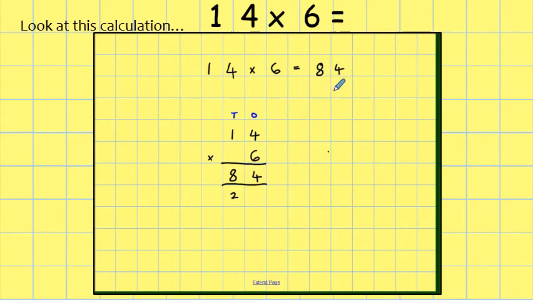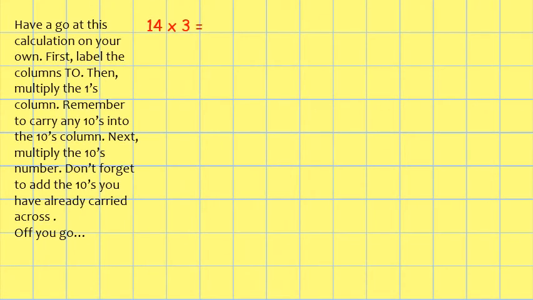Now, I am asking an awful lot of you by pushing you onto this method, but with a little bit of effort, I'm pretty sure lots of you will be able to get it. Have a go at this calculation on your own. First, label the columns tens and ones. Then, multiply the ones column. Remember to carry any tens into the tens column. Next, multiply the tens number. Don't forget to add the tens you've already carried across. Off you go.